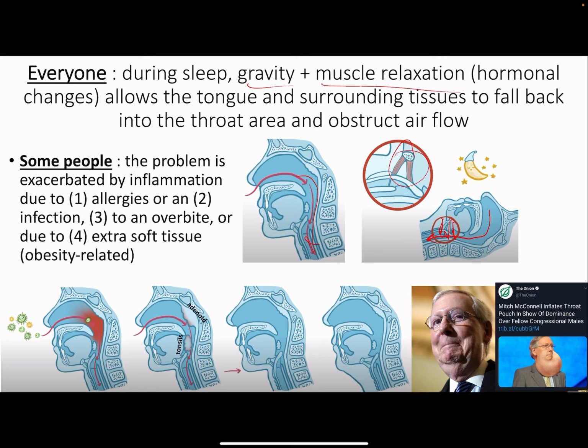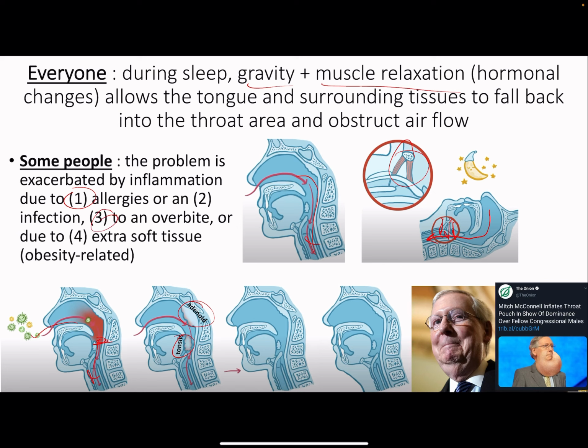Now, this problem of air getting in can be exacerbated, through one, allergies. If allergies get in, they can inflame the airway, making it more difficult for air to flow through. Infection, so swelling of the adenoid or the tonsillar tissues. I had a girlfriend who's normal weight, very healthy, and she had swollen tonsils, and it was causing severe sleep apnea. She had her tonsils removed, and it 100% fixed the issue.